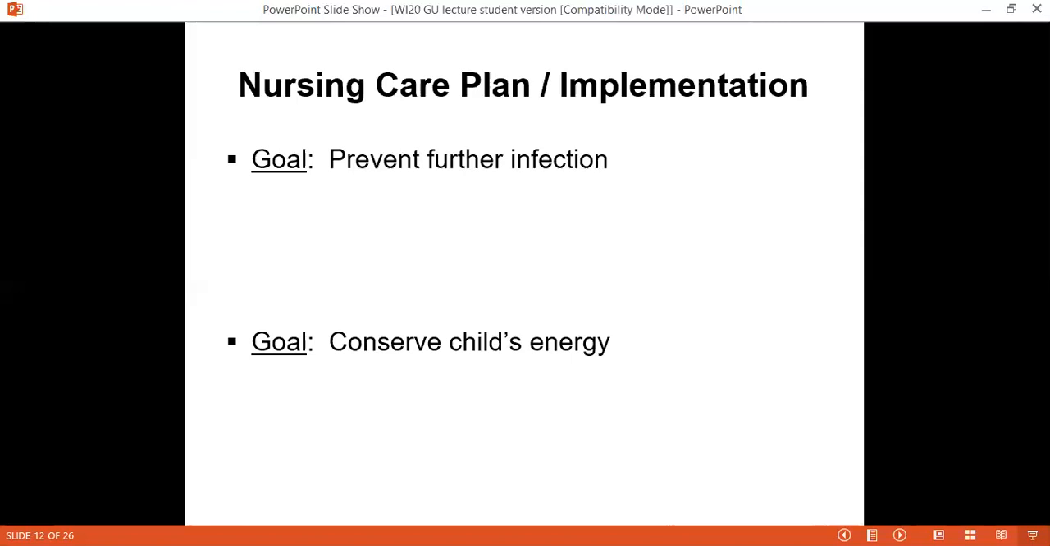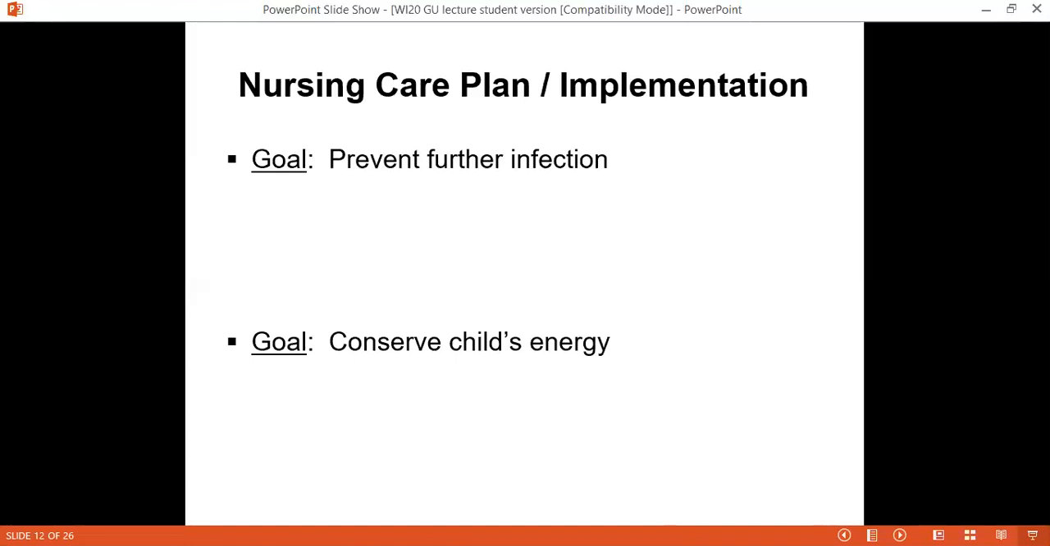The other goal we have is to conserve the child's energy. We talked about how they're gonna have low energy. We want to make sure we're providing periods of rest between ambulation and activity, and provide age-appropriate diversional activities as they can tolerate those.